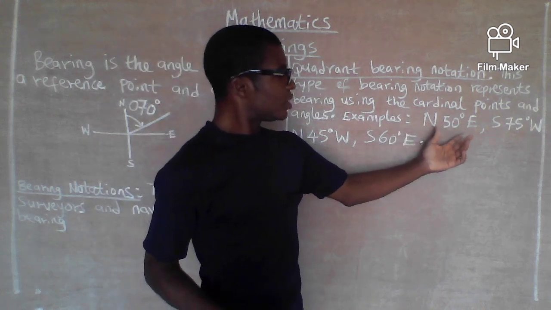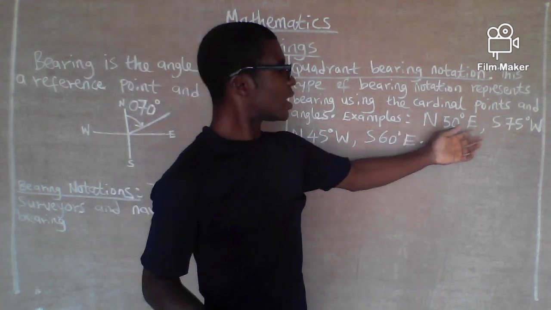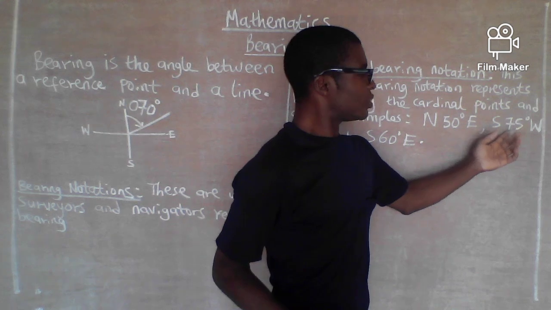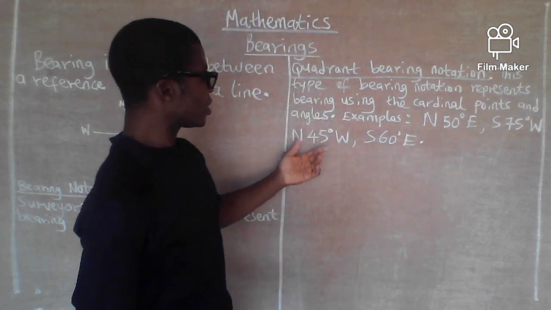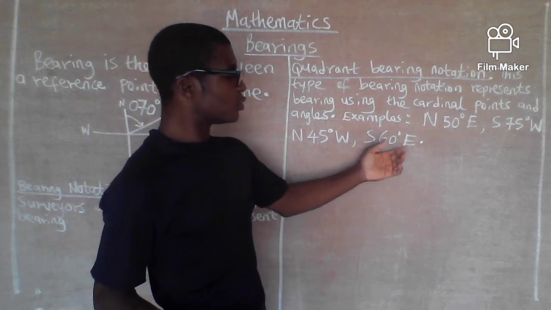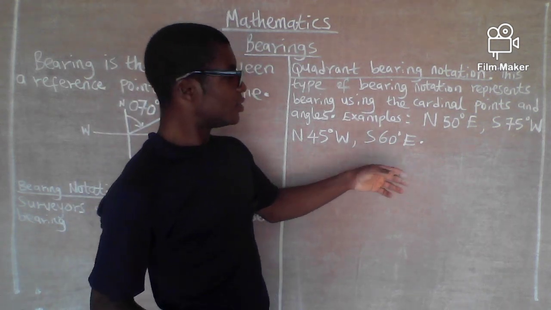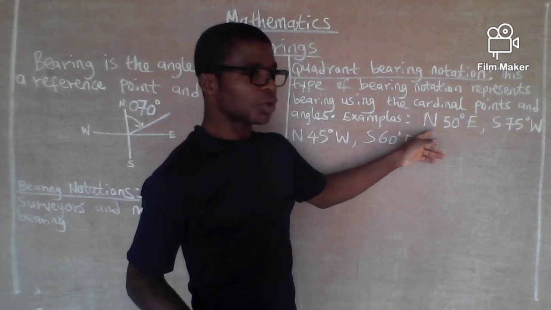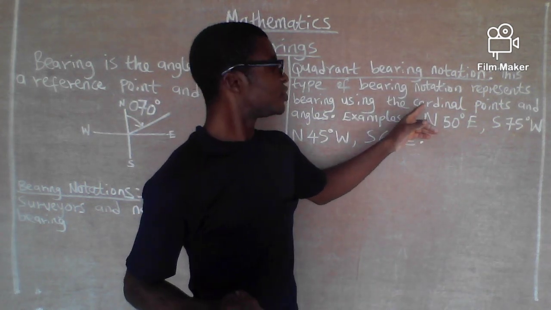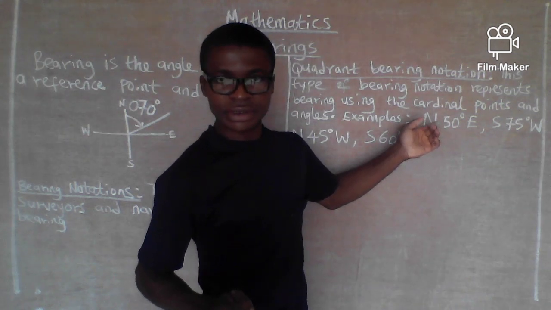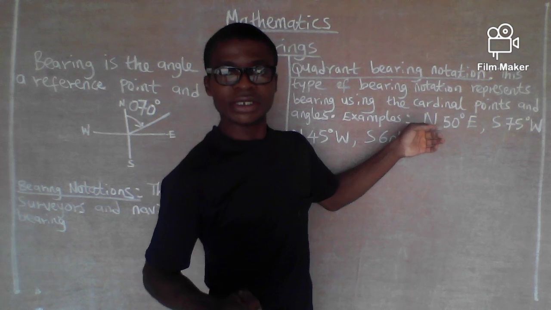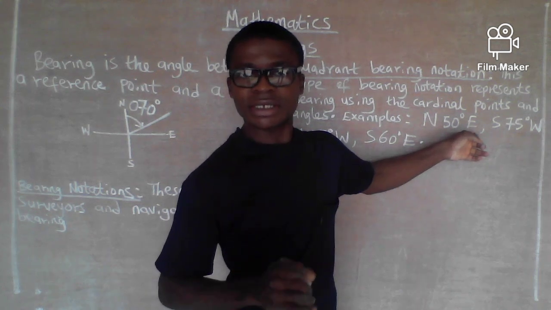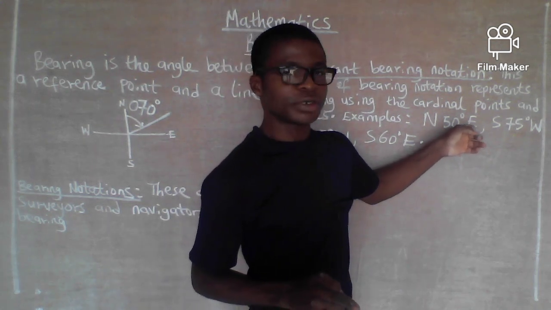Now, each of these bearings has two cardinal points and then an angle. The first cardinal point for quadrant bearing notation represents the reference point, while the second cardinal point represents the direction.